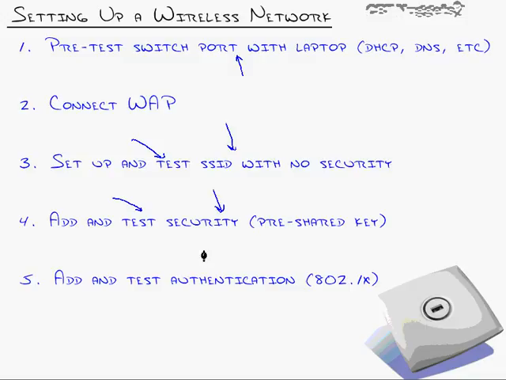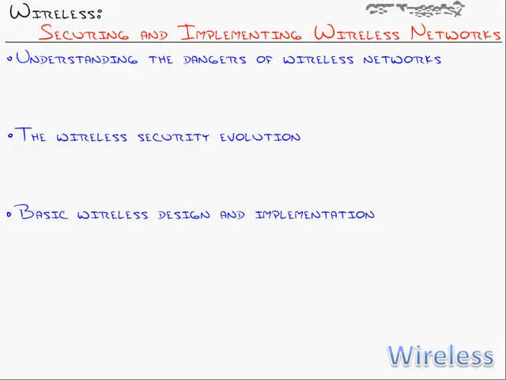The final step is to add in authentication if you want to do that. If you have a back-end server that has all the usernames and passwords, go ahead and add that in now and turn on the authentication and make sure that works. That way, if it doesn't work, it's directly related to the server or the authentication, rather than being an encryption problem. That is the overview of wireless at the CCENT and CCNA levels.